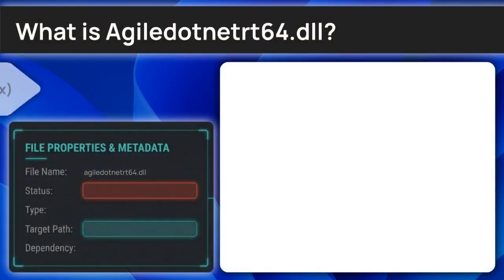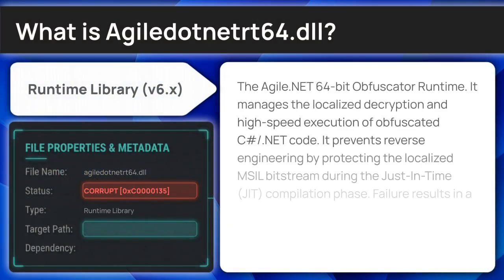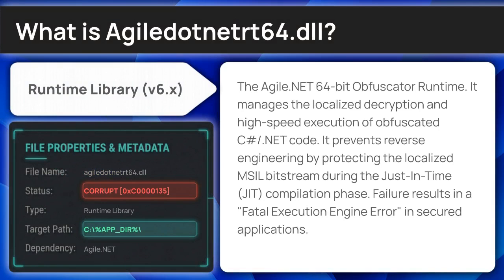This is the agile.netrt64, the agile.net 64-bit Obfuscator Runtime. It manages the localized decryption and high-speed execution of obfuscated C# and .NET code. It prevents reverse engineering by protecting the localized MSIL bitstream during the just-in-time JIT compilation phase. Failure results in a fatal execution engine error in secured applications.